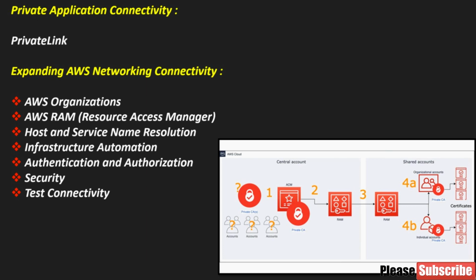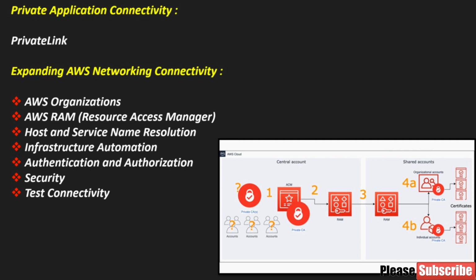Starting from PrivateLink, which enables secure and scalable communication between VPCs and AWS services without traversing the public internet. This is invaluable for enhancing the security posture of applications by keeping traffic within the AWS network.